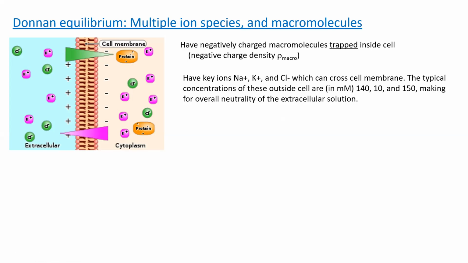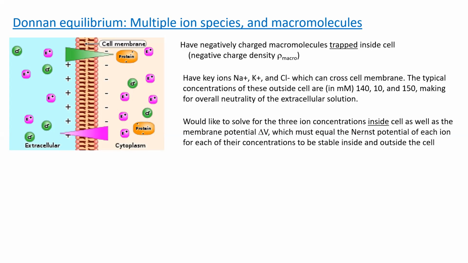We don't expect a charged solution. Charges tend to redistribute if charge builds up in a certain location. So what we'd like to do is solve for the 3 ion concentrations inside the cell, as well as the membrane potential delta V. Because we have the concentrations outside the cell, and we know there's a membrane potential across the cell.